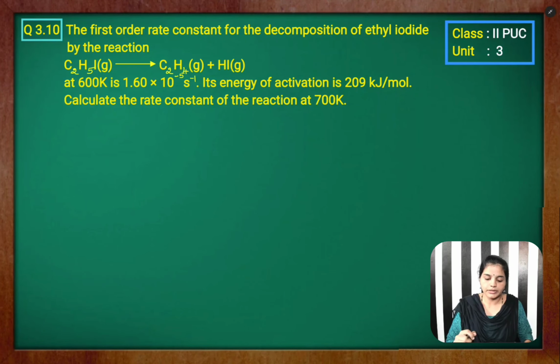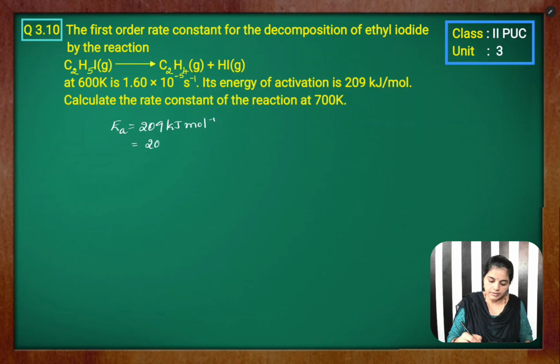Question number 3.10. The first order rate constant for the decomposition of ethyl iodide by the given reaction at 600 Kelvin is 1.60 into 10 to the power minus 5 per second. Its energy of activation is 209 kJ per mole. Calculate the rate constant of the reaction at 700 Kelvin. So they have given us activation energy 209 kilojoule per mole. So we'll write it in terms of joule per mole. It's 209 into 10 to the power 3 joules per mole.